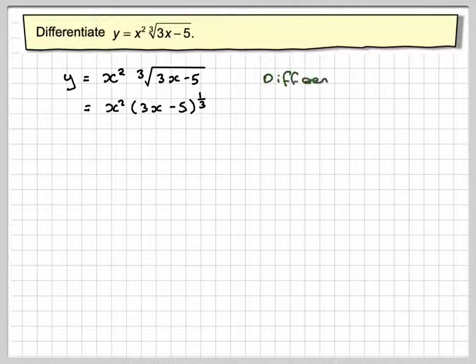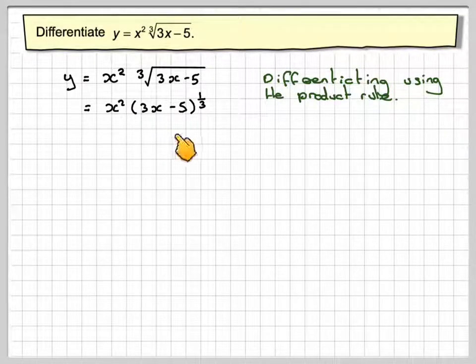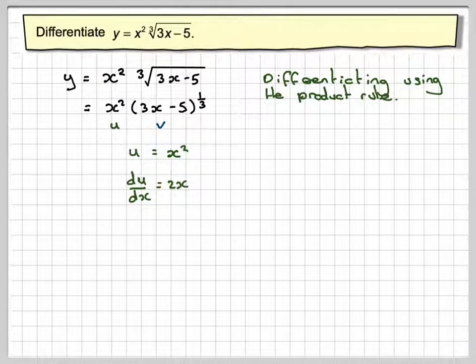So we're now going to differentiate this using the product rule, because we've got a product of two functions of x: x squared and 3x minus 5 to the 1/3, type uv. So u is x squared, and if we differentiate x squared, du by dx will become 2x. And then we've got v is 3x minus 5 to the 1/3.